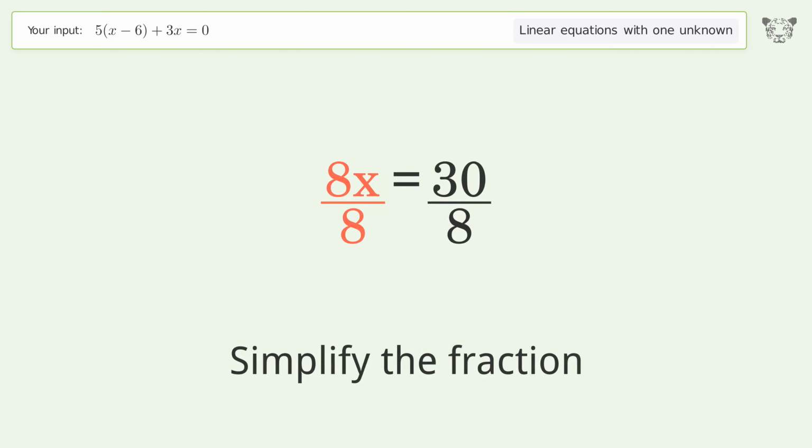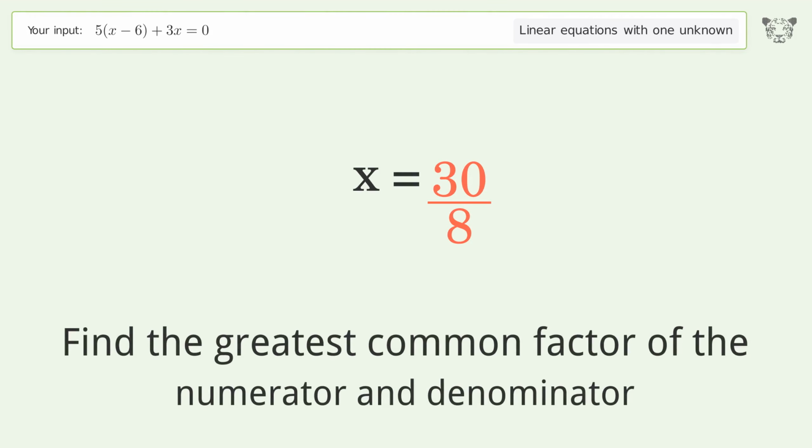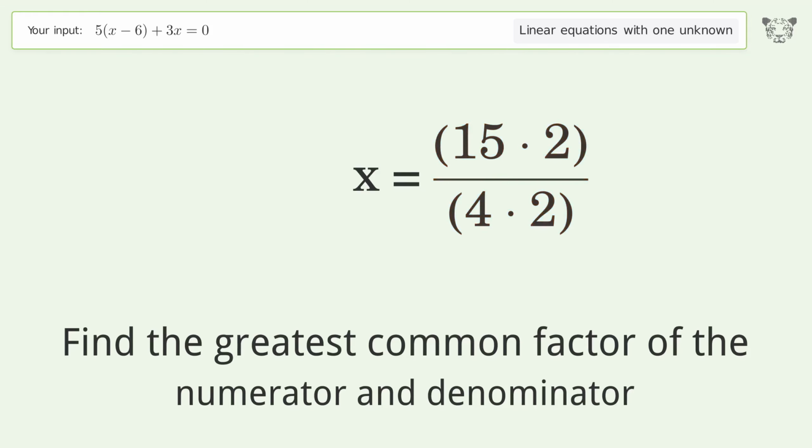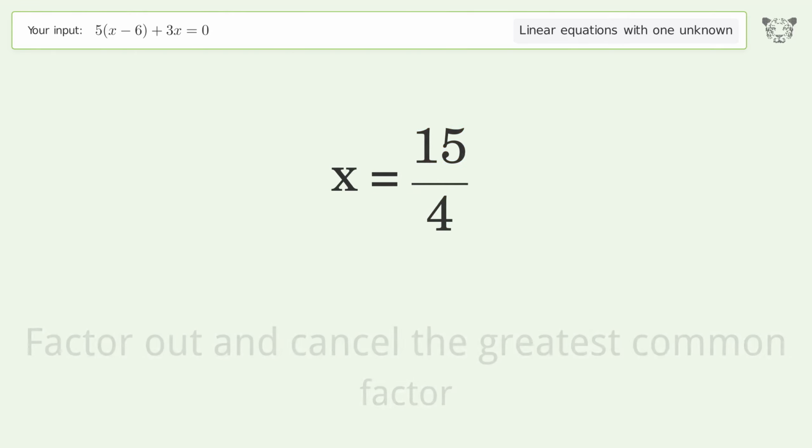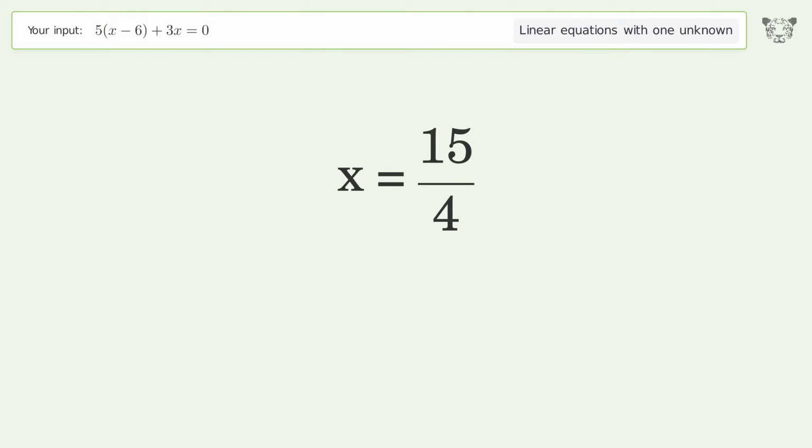Simplify the fraction. Find the greatest common factor of the numerator and denominator. Factor out and cancel the greatest common factor. And so the final result is x equals 15 over 4.